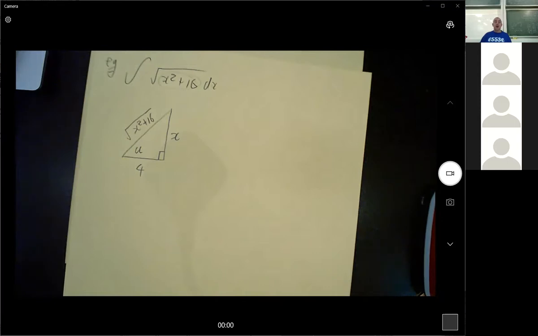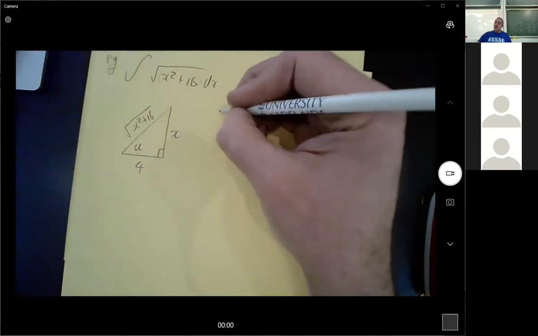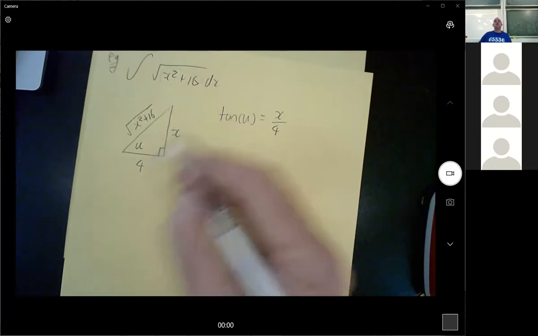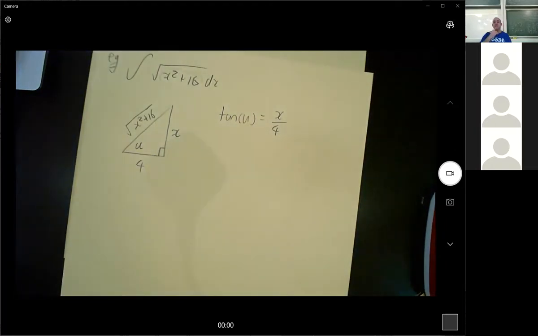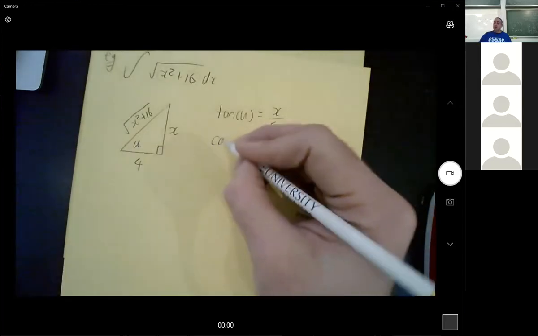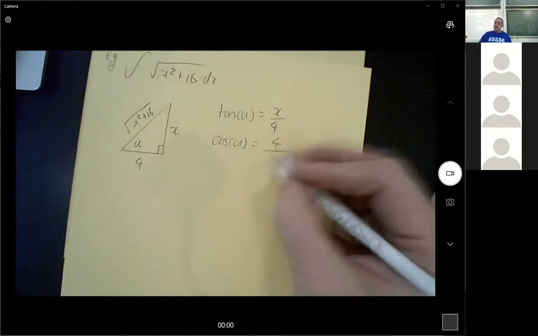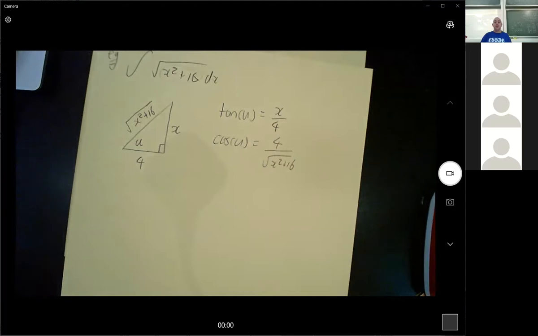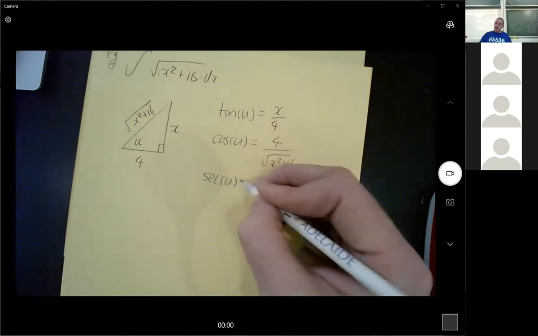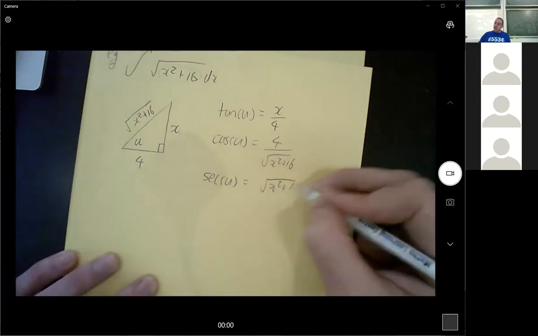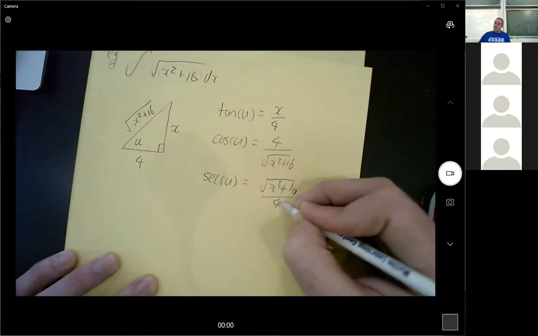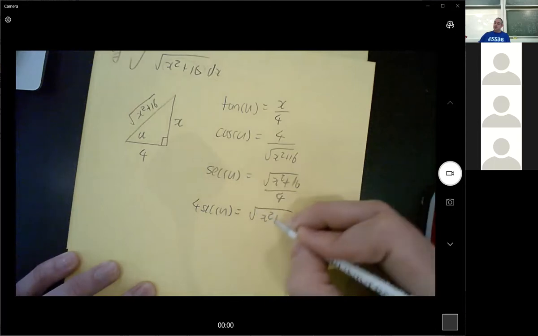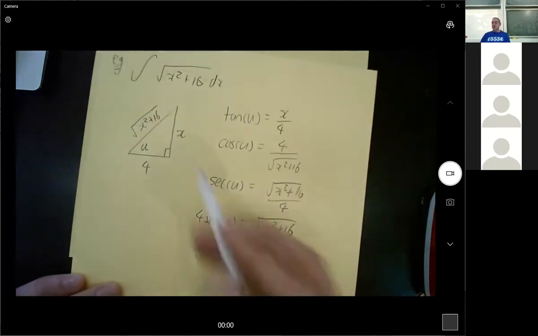Okay, so what I'm going to have now is that tan of u is x on 4, based on this triangle. And cos of u will be 4 on root x squared plus 16, which means that sec of u will be root x squared plus 16 on 4. This is going to replace that.